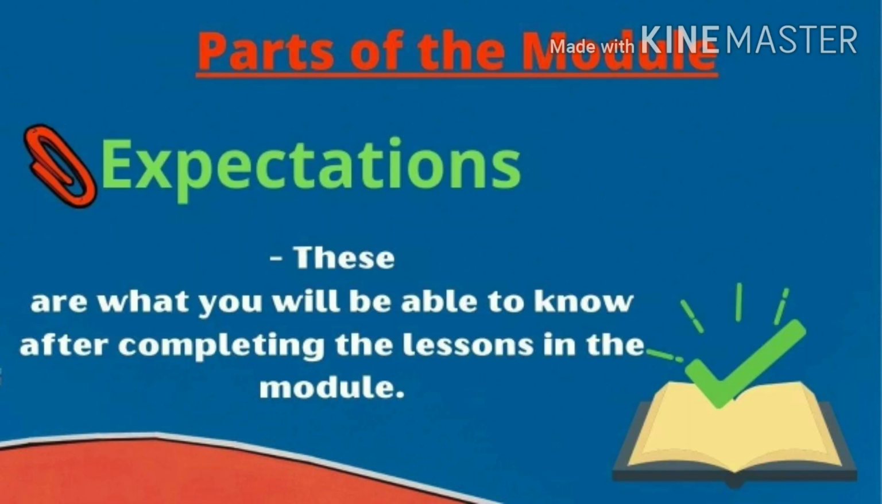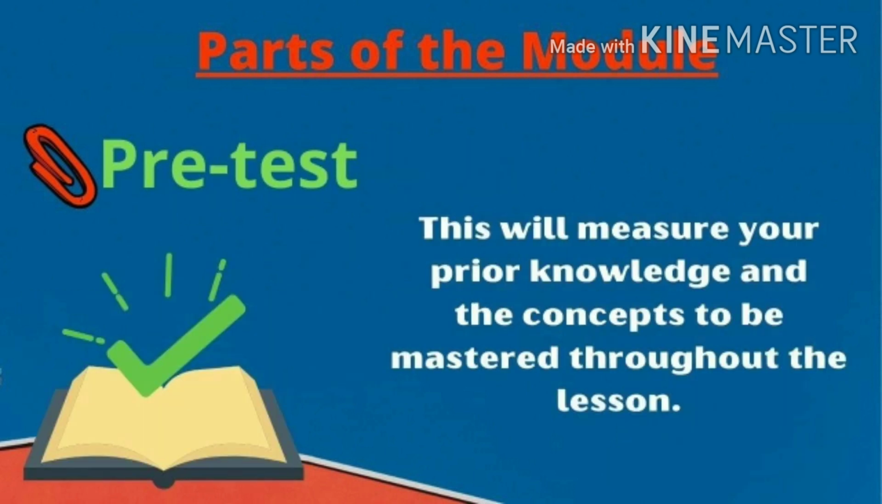First is expectations. These are what you will be able to know after completing the lessons in the module. So you can see in these expectations the objectives, the specific objectives or goals in a specific lesson. So this is expectations. So let's proceed to the next part, which is the pretest.